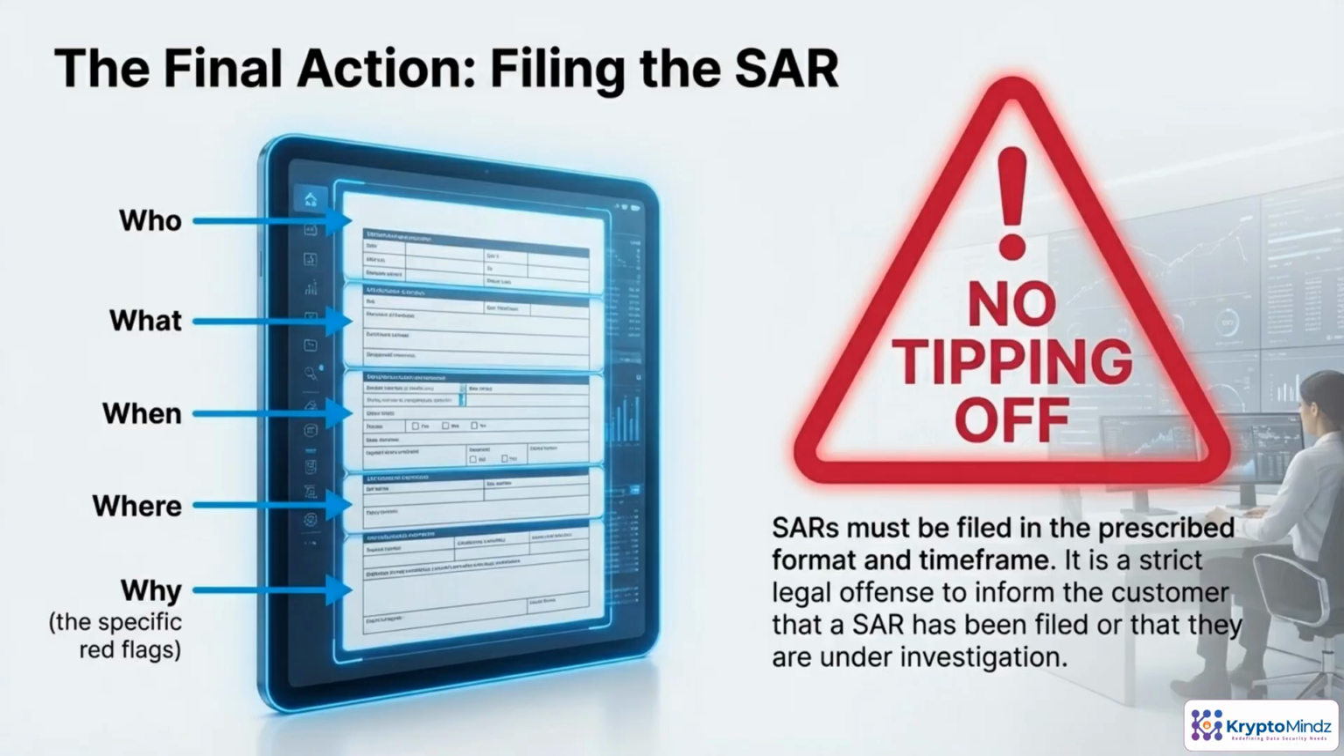When you decide activity is suspicious, document it clearly and objectively. Set out who was involved, what exactly happened, when and where it occurred, and why it raised red flags, linking back to your monitoring records. Follow your jurisdiction's reporting format and deadlines precisely, and never tip off the customer or any counterparties. Any hint that you filed or may file a report can itself be a serious breach.